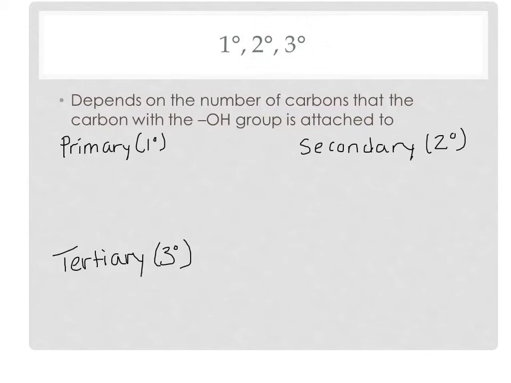So one other thing to know about alcohols is that they can be classified as primary, secondary, or tertiary. And that is just indicating how many carbons the carbon with the hydroxyl group is attached to. If we look at the carbon attached to the hydroxyl group, we can see that it's only bonded to one other carbon.